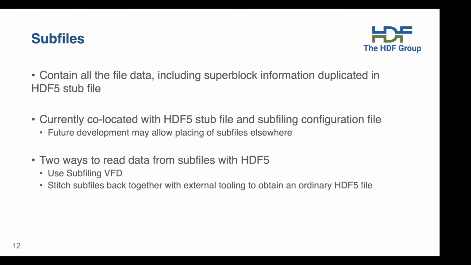And so there's two ways that you can get the data out of these subfiles. The first, of course, is to use the subfiling VFD, and you can just simply read back the data. But you can also stitch all of these subfiles back together, and that will just give you back an ordinary HDF5 file that you can read with HDF5.